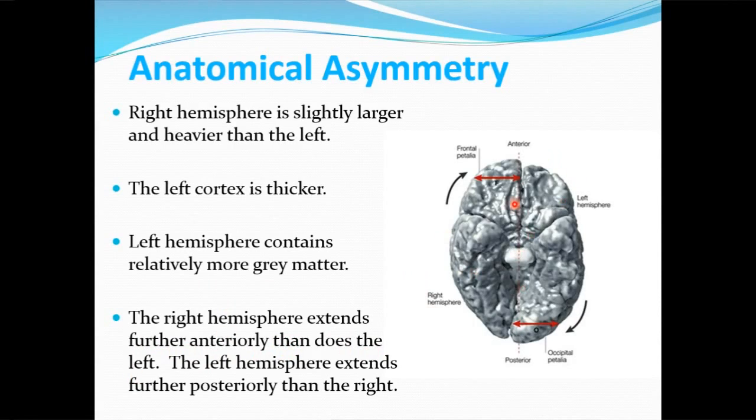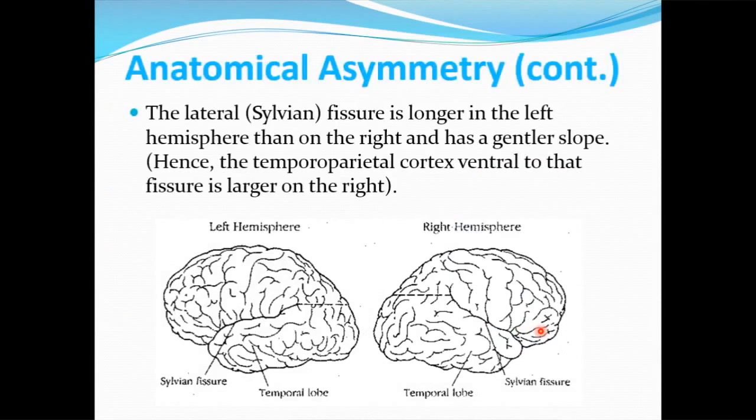So you can see in this picture here, this is looking at the brain from the bottom. So this picture is upside down. This is the right hemisphere here, and you can see it extends a little bit further anteriorly than the left hemisphere. And the left hemisphere extends further posteriorly than the right. Okay, just some interesting differences.